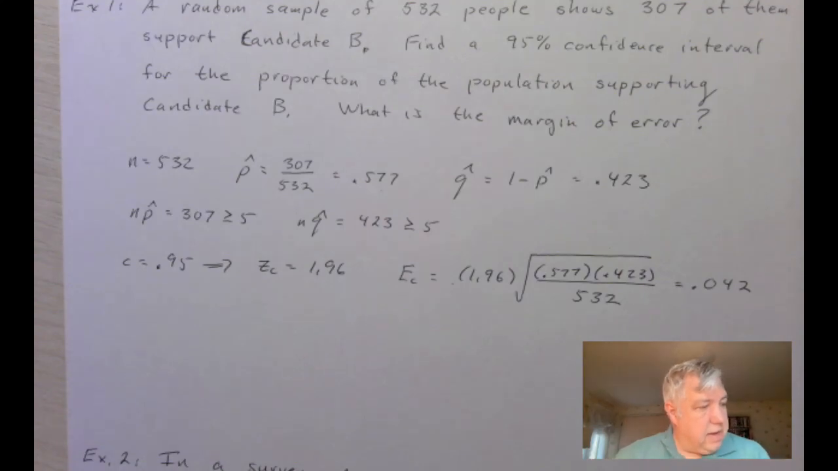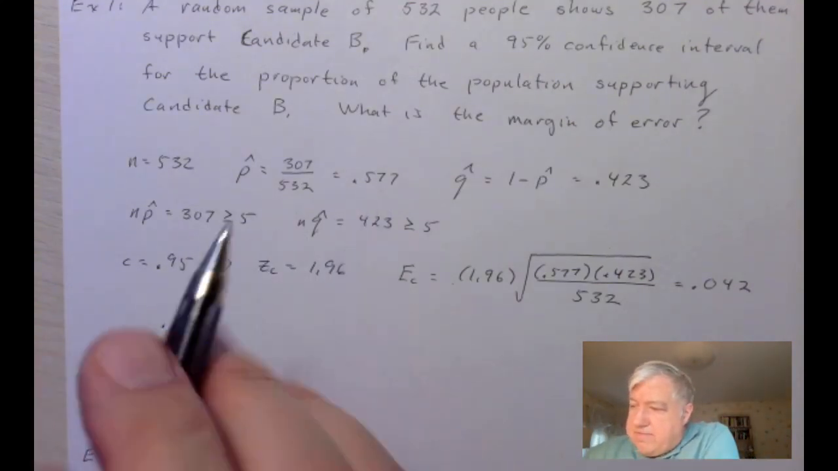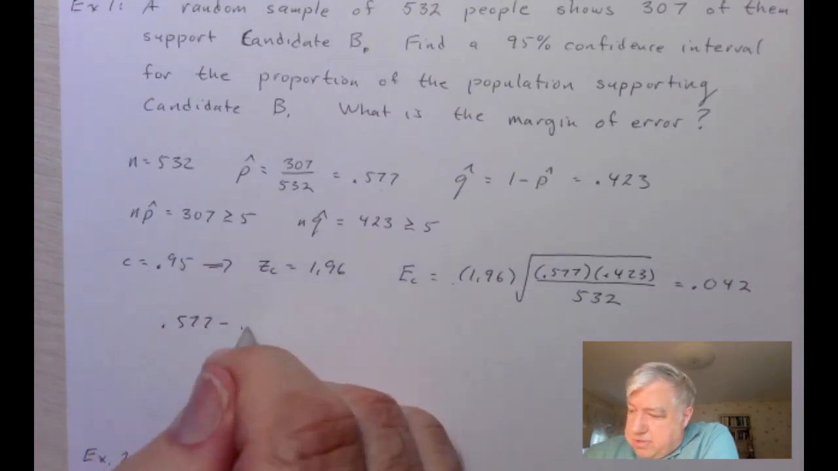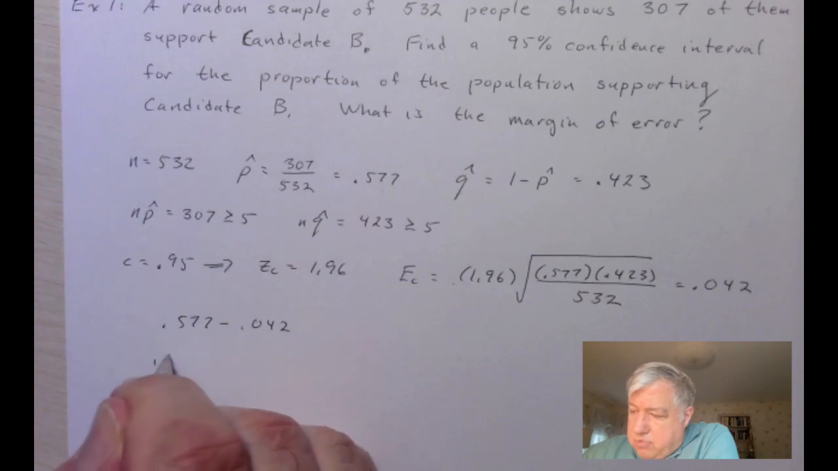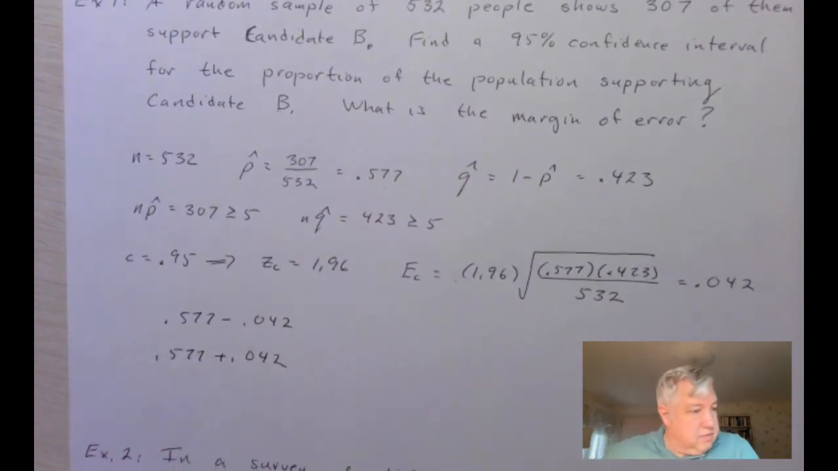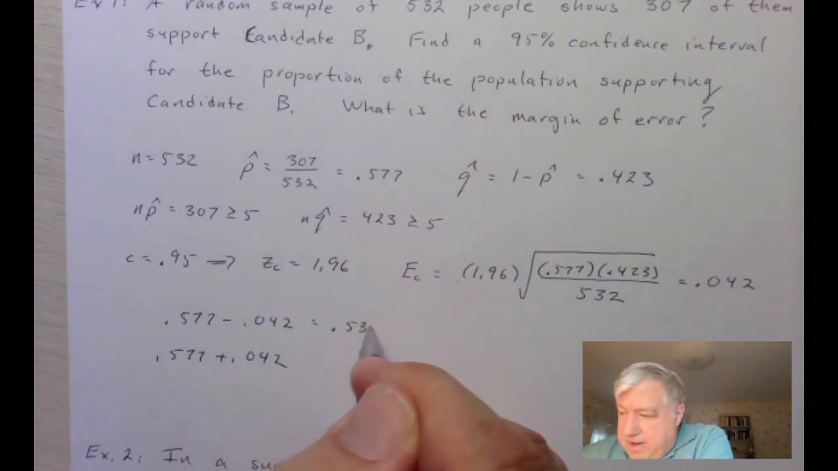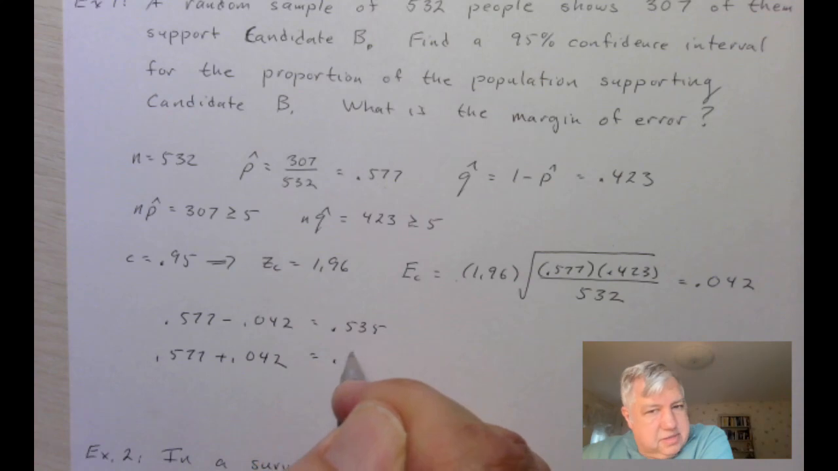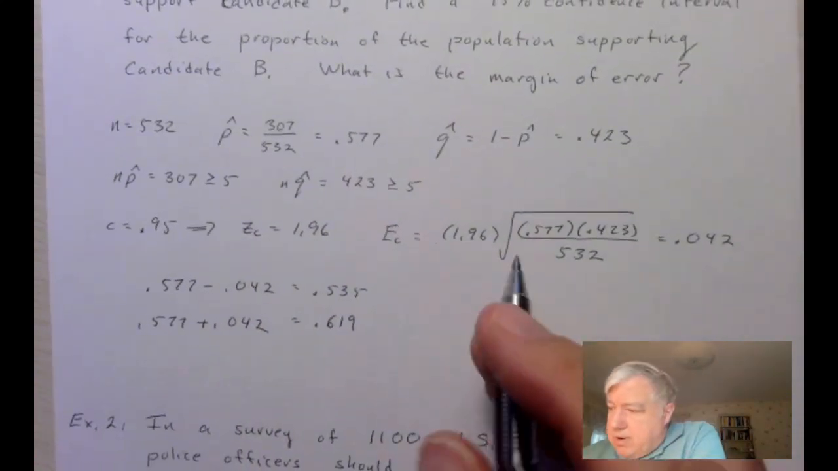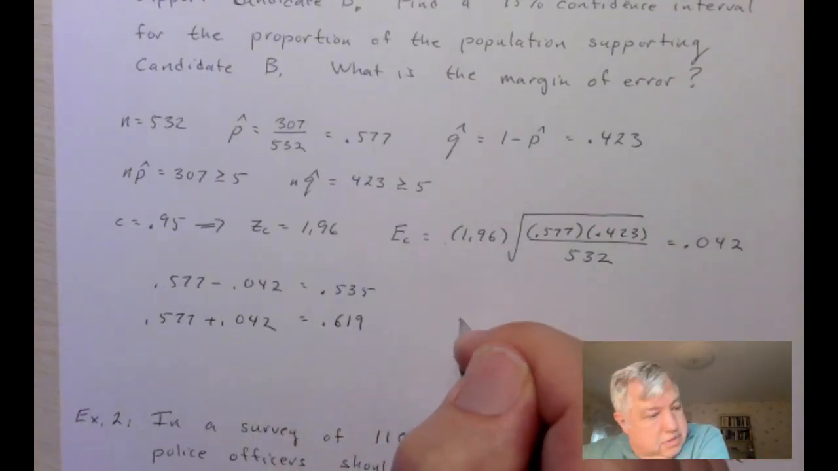And so the endpoints of the confidence interval: p hat, we said, is 0.577, so we take 0.577 minus 0.042 and 0.577 plus 0.042. This turns out to be 0.535 and 0.619 respectively. And so our confidence interval says that p is between these two numbers.